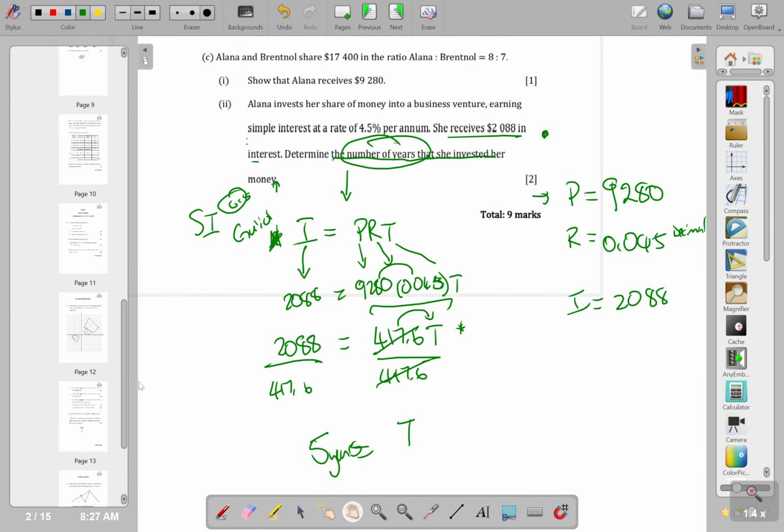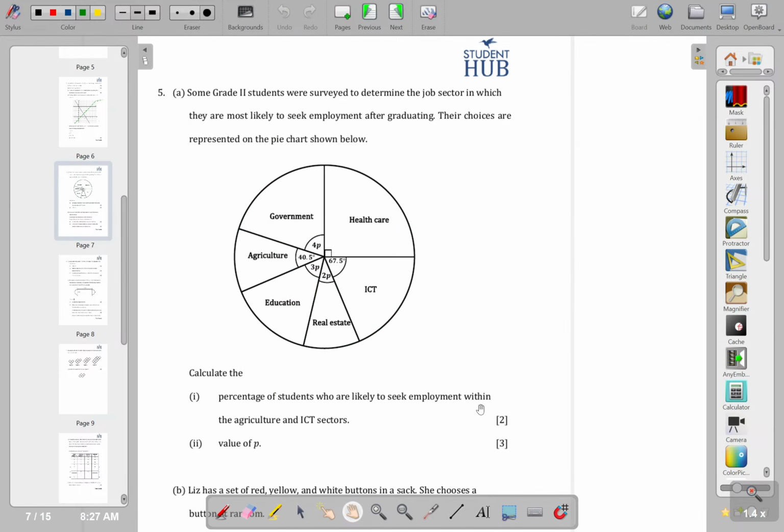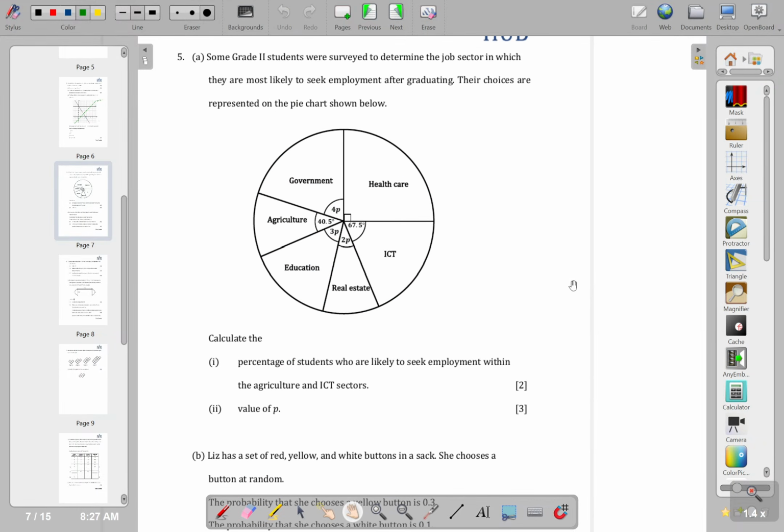I don't know where it is on this past paper. It's somewhere here. Boom, this guy. So some grade 11 students were surveyed to determine the job sector in which they are most likely to seek employment after graduating. Okay? Their choices are represented in the pie chart below. So these are the different career choices that they're thinking about.